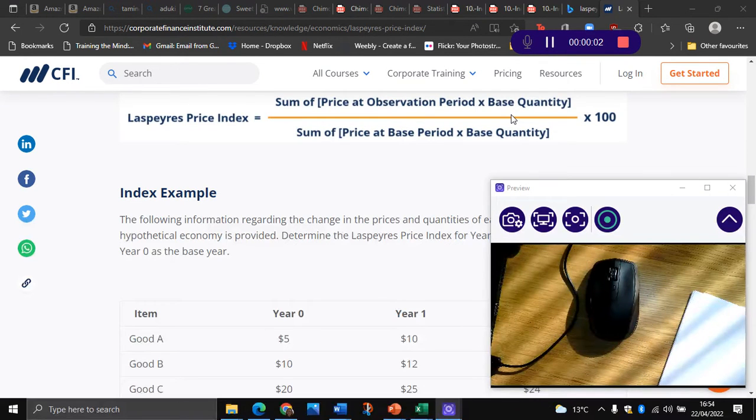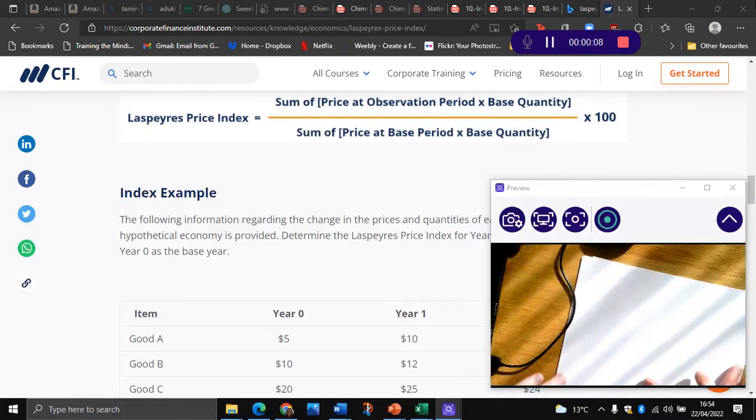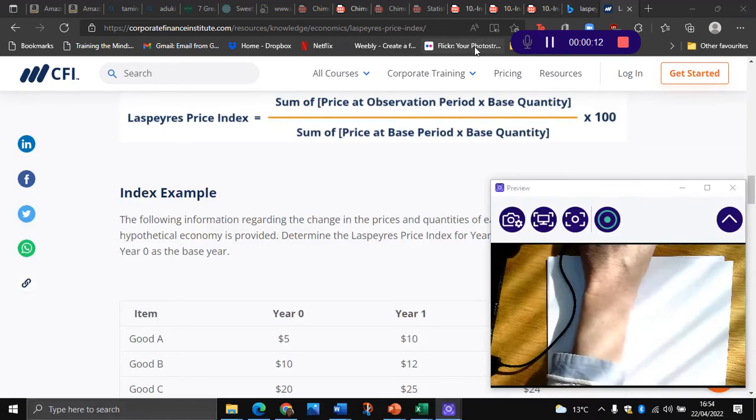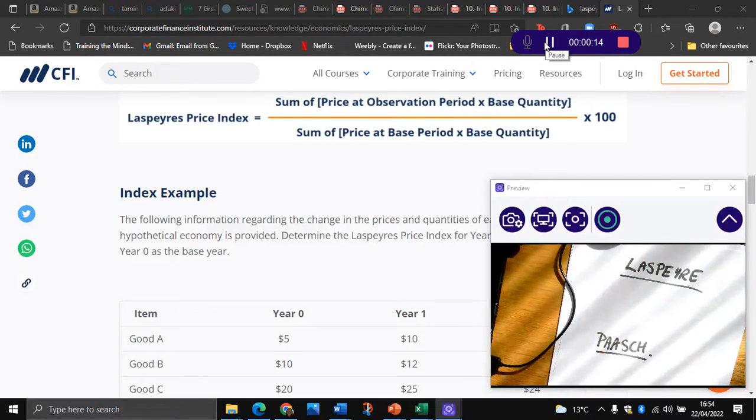Now here is the formula. Okay, so if you can see in the little InShot screen, I'm just going to pause till I get a better marker. Now let's start just by getting the formula out of the way.